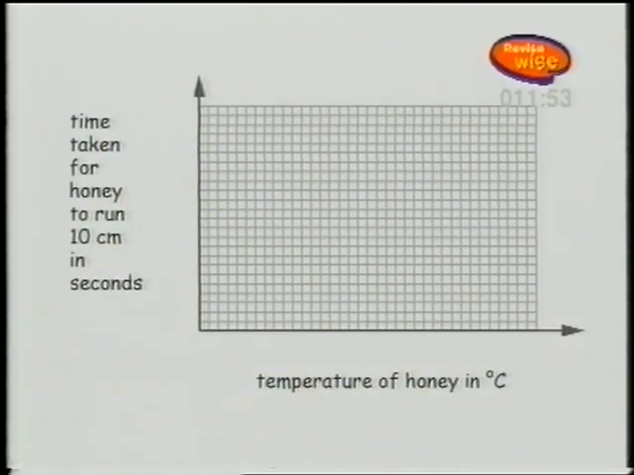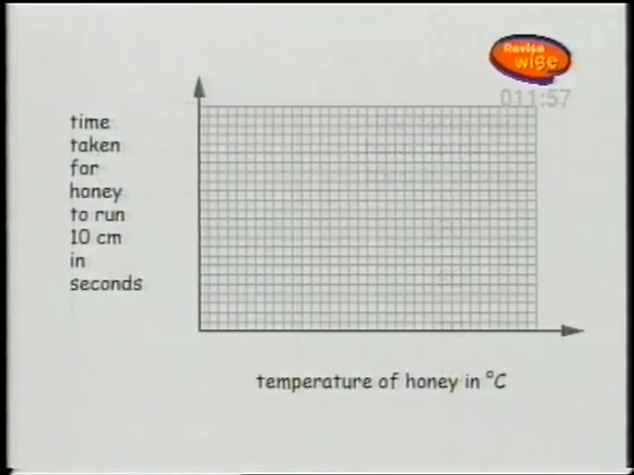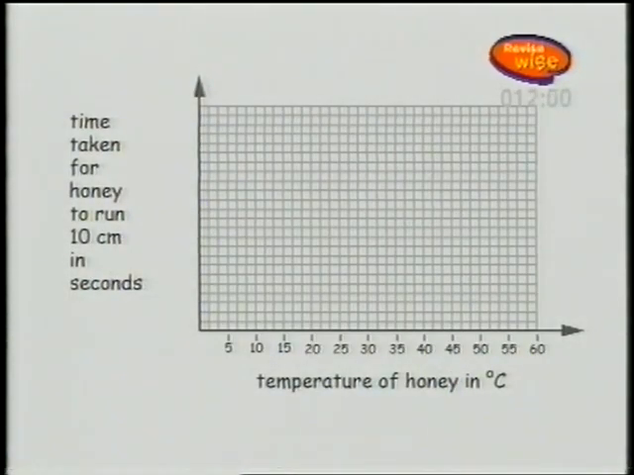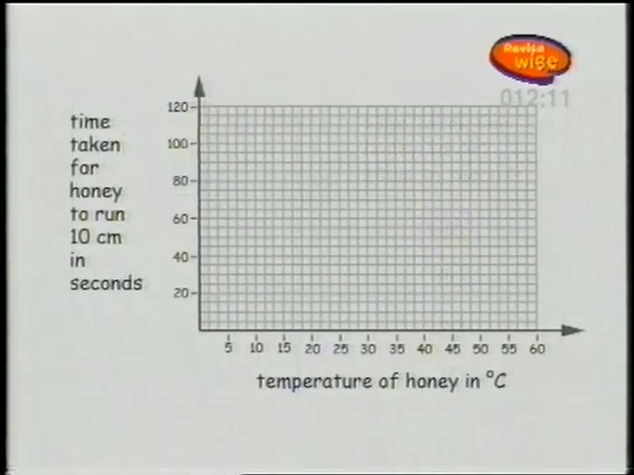Next, we need to put the scale on the horizontal axis. It needs to go up to 60. Then we need to do the scale for the vertical axis. Here the biggest measurement they made was 120 seconds, so we have to make sure that we go up to 120.